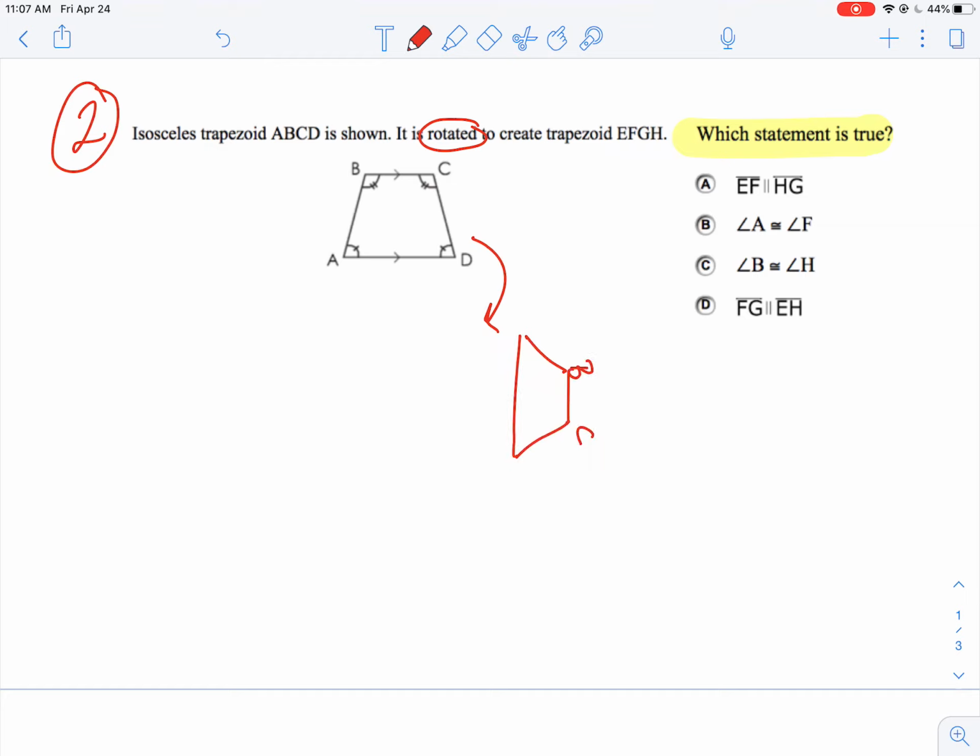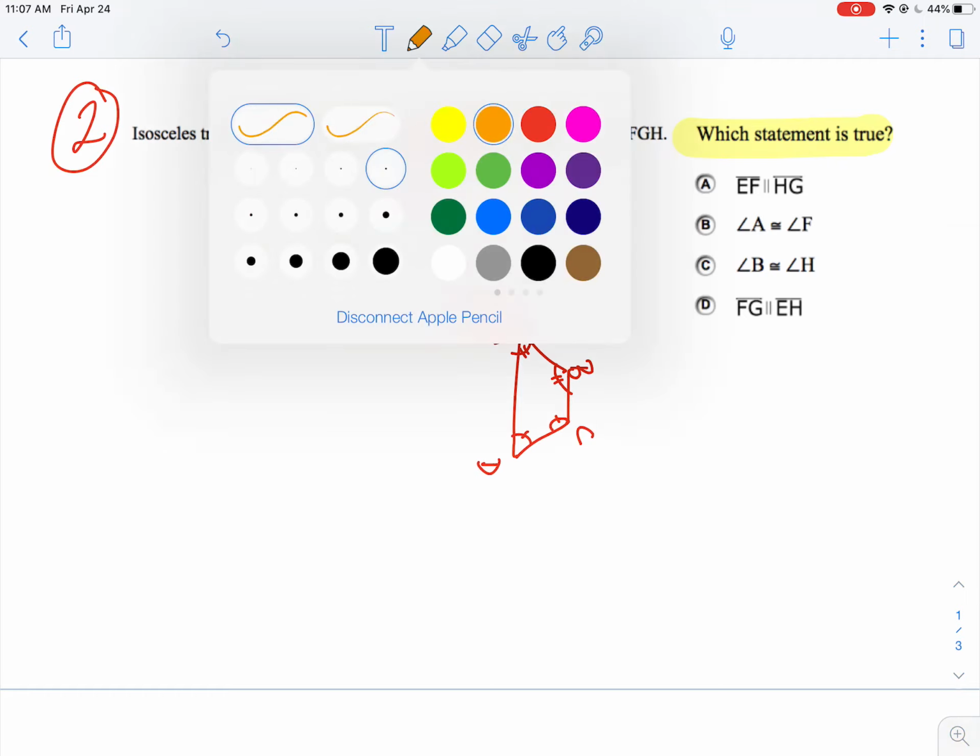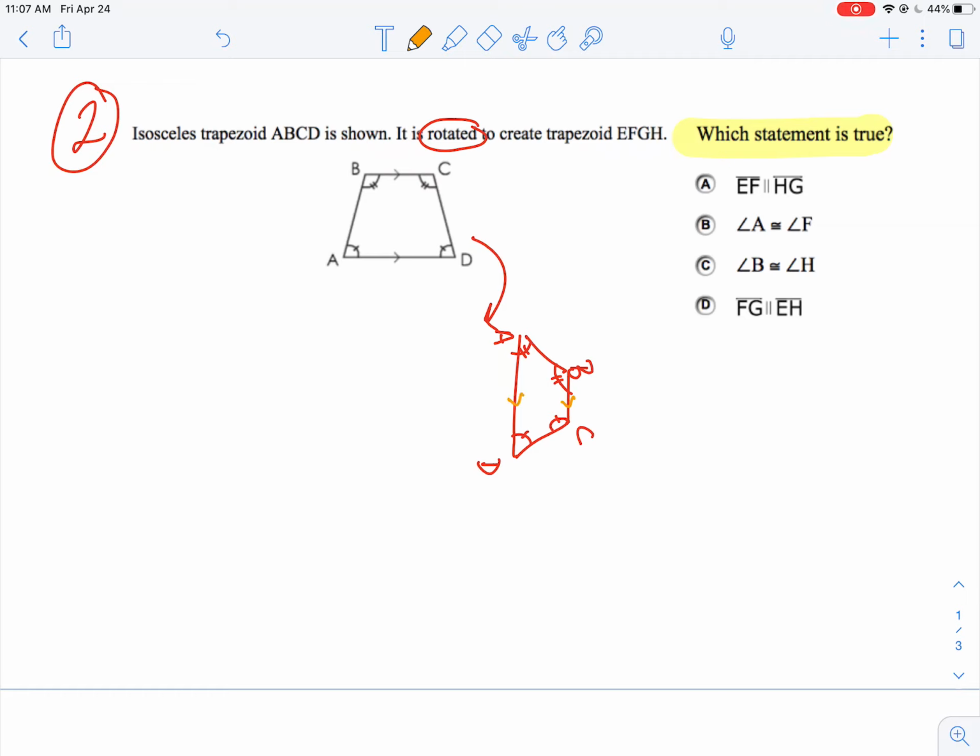When I redraw it, I got B, C, D, and then A. And my angles stay the same, so I'm going to remark the angles as staying the same. And those little lines that I'm actually going to draw in orange, okay, those lines mean that those sides are parallel, okay? So let's look at our answers. It says that EF is parallel to GH. Well, we have to relabel because notice I just translated it but didn't change my lettering. So that'll be easy. We can go back.